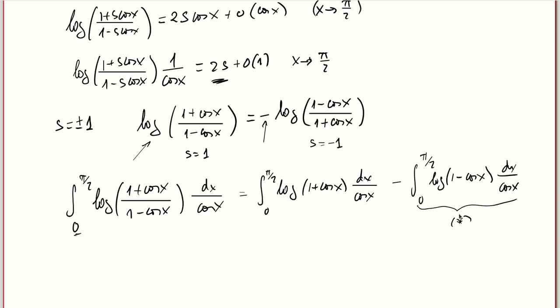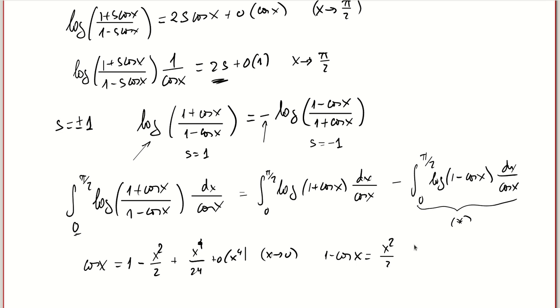Well, what can we say about this integral? We can say that the argument here, 1 minus cosine x, well, when x goes to 0, the cosine of x is equal to 1 minus x squared over 2 plus x to the fourth over 24 plus o of x to the fourth when x goes to 0, right? And that means that 1 minus cosine x is equal to x squared divided by 2 times 1 plus, I'm just factoring out this factor, so I have x squared here, and I have 12 here, plus o of x squared when x goes to 0, right?